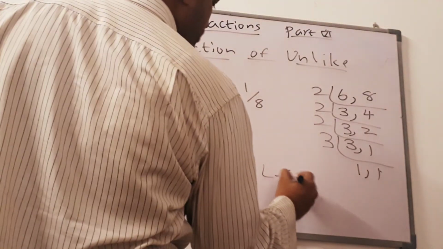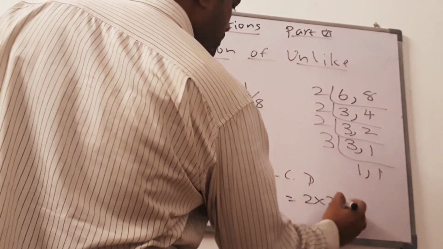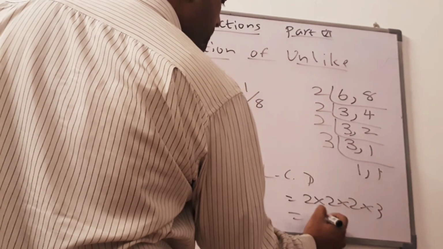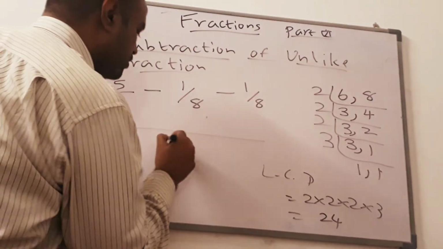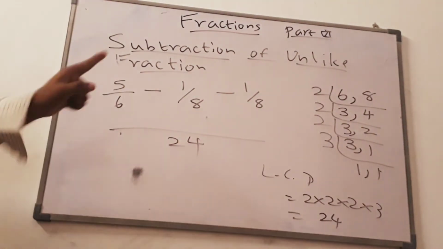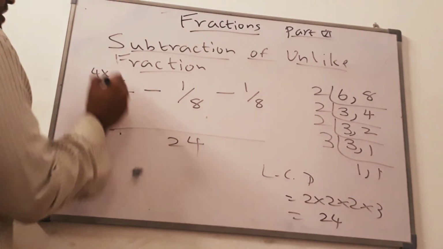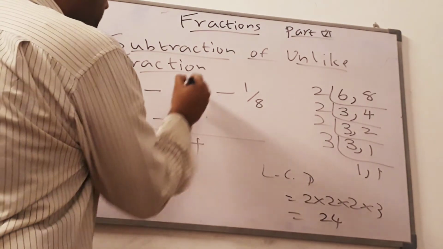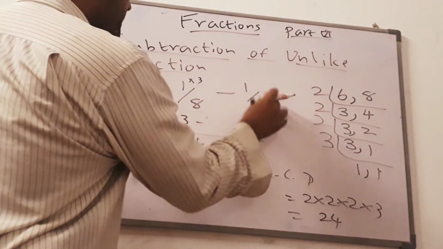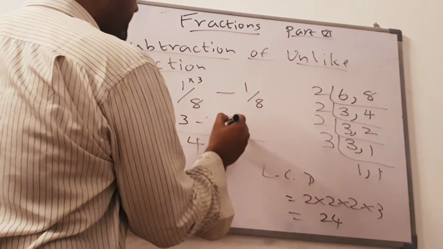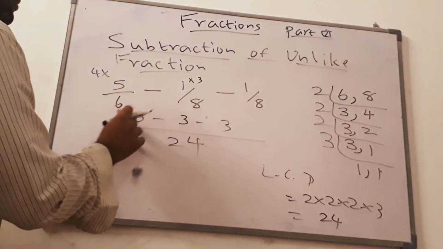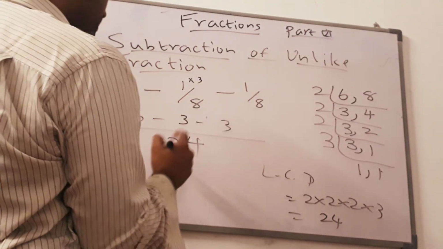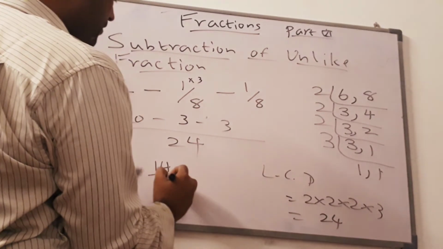So least common denominator is 2 times 2 times 2 times 3. 2 times 2 is 4, 4 times 2 is 8, 8 times 3 is 24. So common denominator is 24. 6 times 4 is 24, 4 times 5 means 20. Minus how many 8s? 3 8s, 3 times 1 means 3, minus again 3, 3 times 1 is 3. So here the answer is 20 minus 3 is 17, 17 minus 3 is 14, that is 14 over 24.